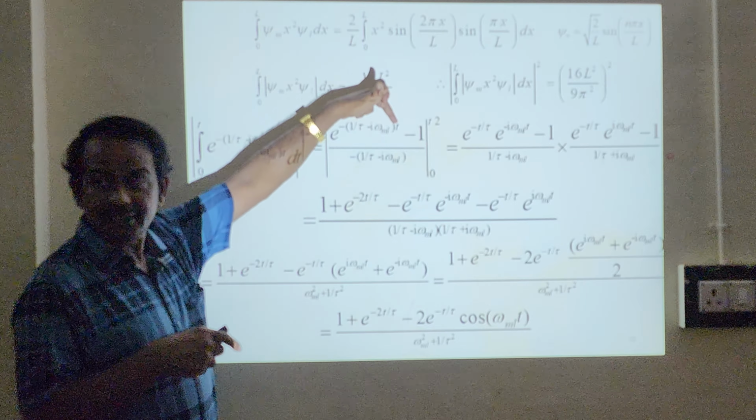So as usual, I can pull e power minus t by tau out, so I can obtain this expression. Multiplying and dividing by 2 will give you this expression in the numerator. This can be replaced with cos omega ml t, which we have already seen in results earlier. So that will be 1 plus e power minus 2t by tau minus 2 e power minus t by tau cos omega ml t, divided by omega squared ml plus 1 by tau squared.